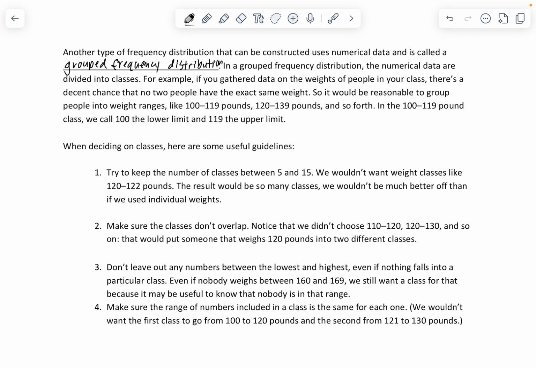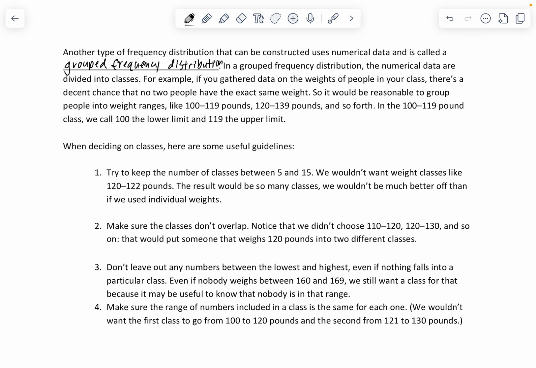That would put someone that weighs 120 pounds into 2 different classes. 3. Don't leave out any numbers between the lowest and highest, even if nothing falls into a particular class. Even if nobody weighs between 160 and 169 pounds, we still want a class for that because it may be useful to know that nobody is in that range.